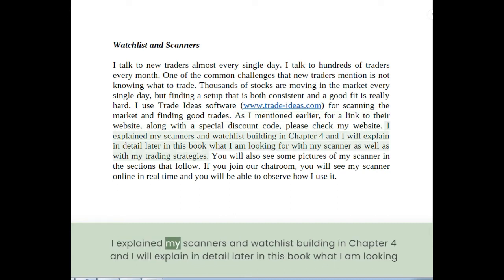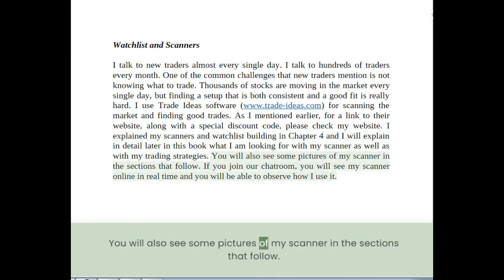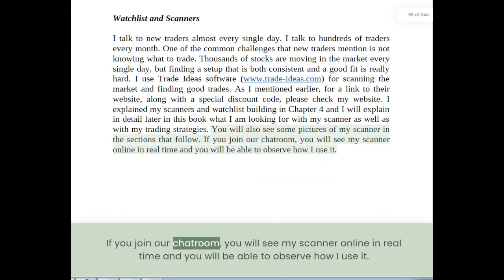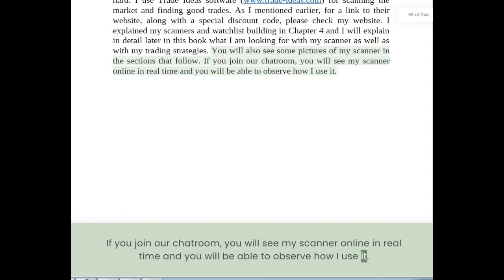I explained my scanners and watchlist building in Chapter 4, and I will explain in detail later in this book what I am looking for with my scanner as well as with my trading strategies. You will also see some pictures of my scanner in the sections that follow. If you join our chat room, you will see my scanner online in real time, and you will be able to observe how I use it.